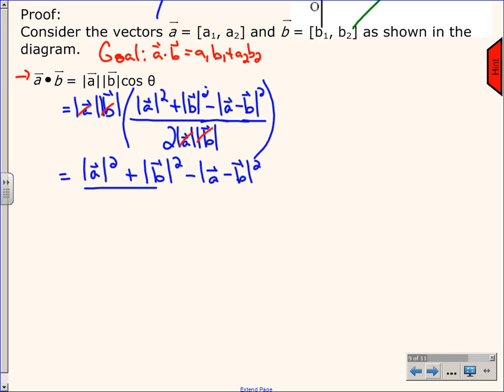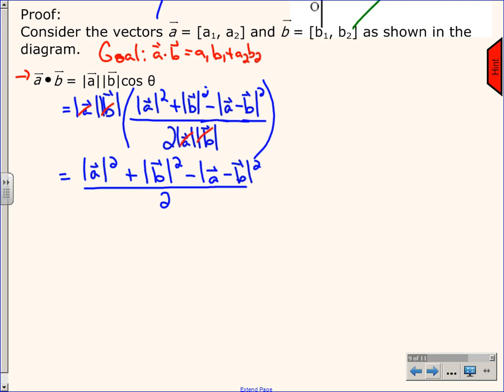And we still have a denominator. The denominator is just a 2. Now, I want you to keep in mind what the goal was. We're trying to get a dot b is equal to a1 b1 plus a2 b2. So we don't have any a1s and b2s in there yet. So we need to deal with that.